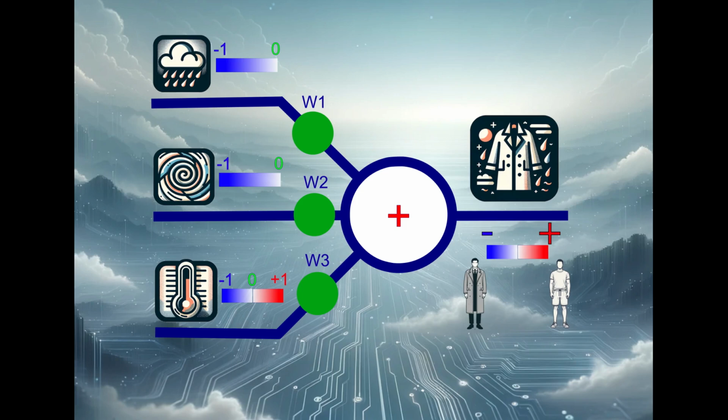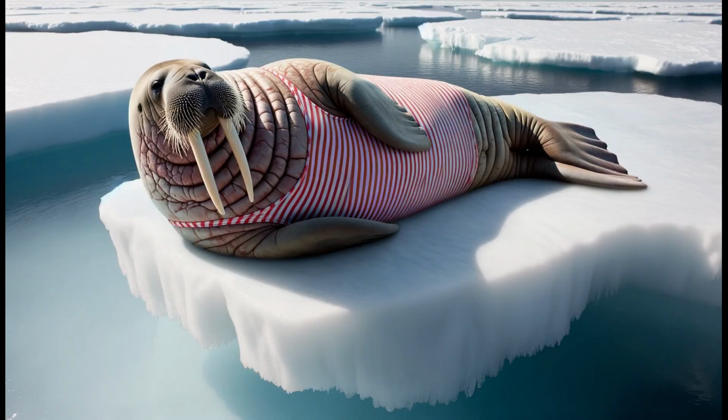Let's adjust the weights. For rain, we'll set a coefficient of 0.5. This will halve the impact of rain on the result. For wind, we'll set a weight of 2. This will double the wind's impact. And for temperature, we'll set it to 0, so it doesn't affect the result at all. Because what is temperature to a real walrus?